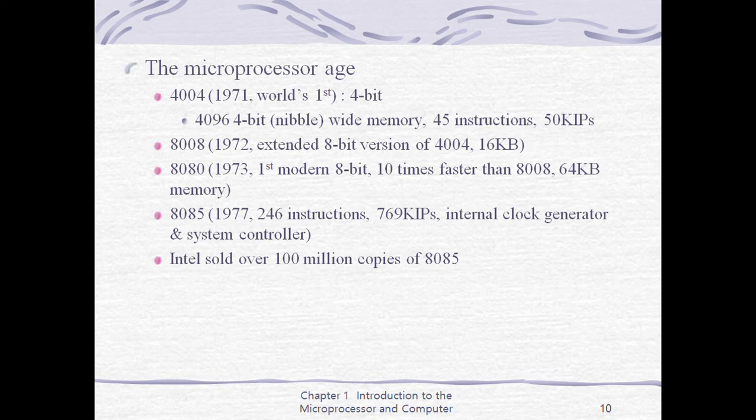Then in 1977, Intel introduced the 8085 microprocessor. This microprocessor had 246 instructions, and the speed of this microprocessor was around 769 kilo instructions per second. In addition, it had an internal clock generator and system controller. The 8085 microprocessor was so popular that Intel sold over 100 million copies of this microprocessor.